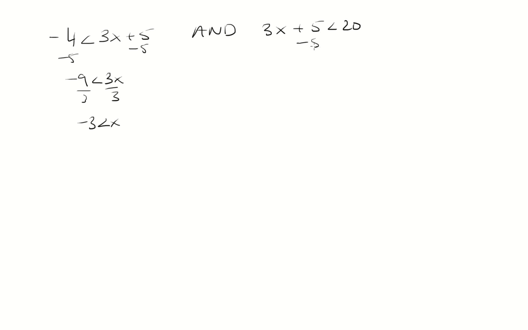And now here we need to solve for x, so we'll subtract 5. Get 3x is less than 15. To solve for x, we have to divide both sides by 3 and get x is less than 5.